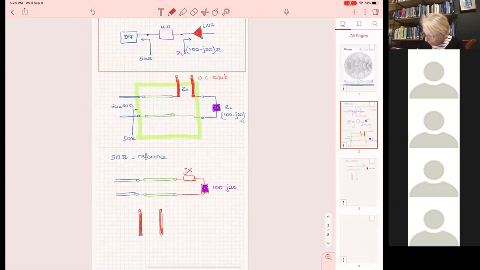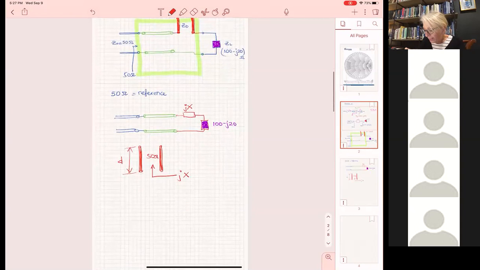Open here. So JX is what I see here towards the stub. That's JX. And the stub has a 50 ohm impedance. So if I decided that it's going to be 50 ohms, I have to find only the dimension here, the length D of the stub. How much now to find the D?